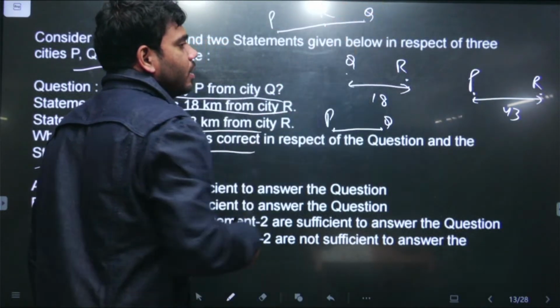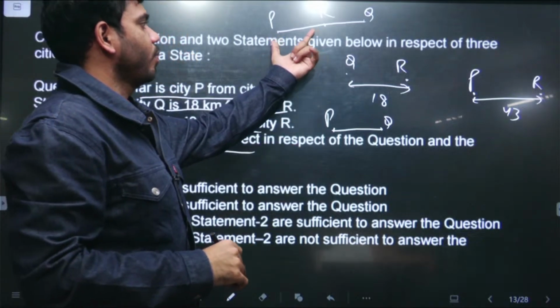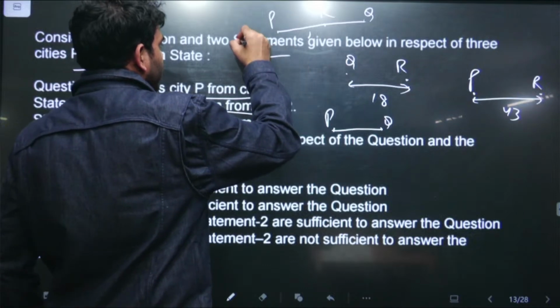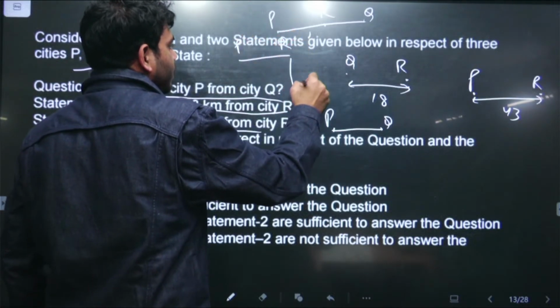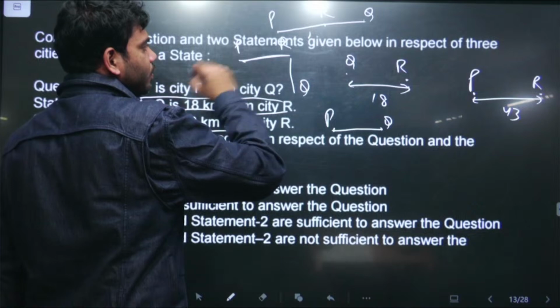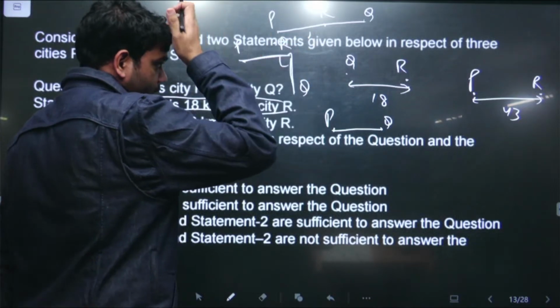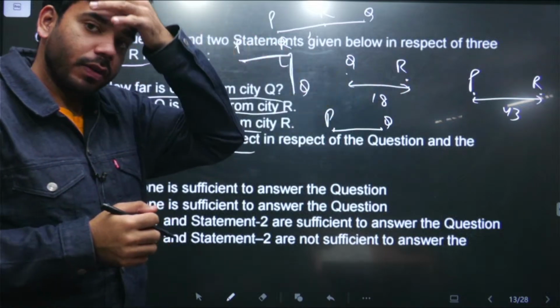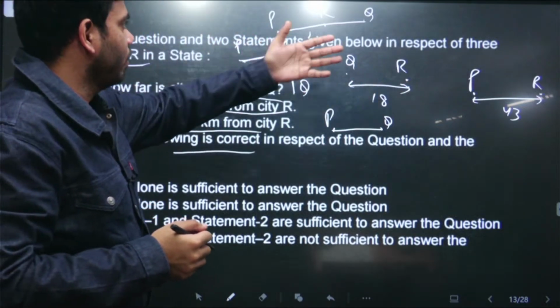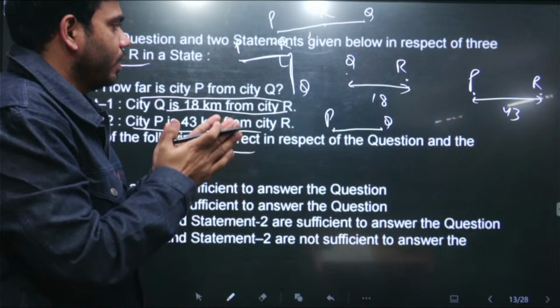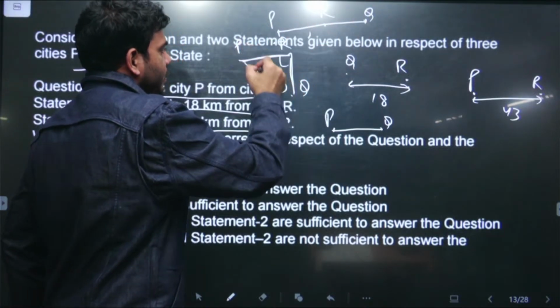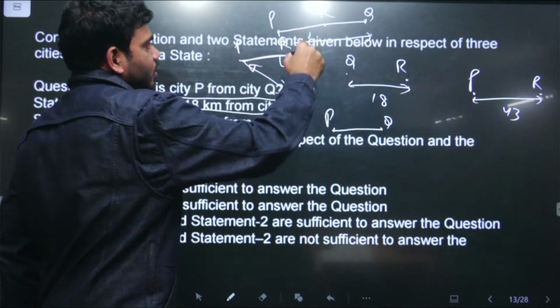They can be arranged in a linear form, where the distance between P and R is 43 and the distance between Q and R is 18. But there can also be a possibility that they can be arranged in this way also. This is 43 and this is 90 degrees and this is 18. We don't know the direction of PR and QR, or in which direction these cities are placed. So there is no way we can tell the distance between P and Q. Here the distance is this much, and here the distance is this much.